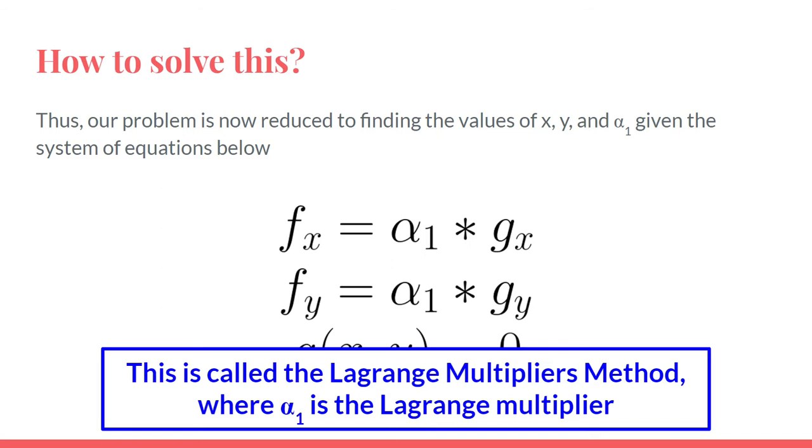This method here is called the Lagrange Multipliers method. It has this name because it was devised by a mathematician called Lagrange. The Lagrange multiplier in question is alpha 1, the weight that determines the ratio between the two normals.